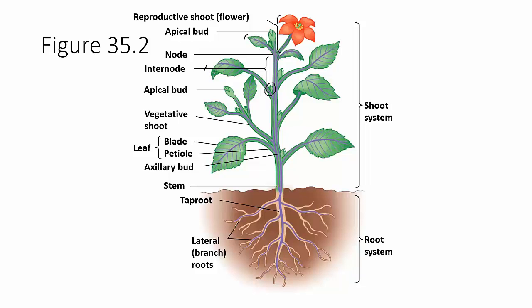And then that branch will have its own leaves and its own bud. So it's the same basic structure as the main branch here: these repeating units of nodes and internodes. Areas with leaves are the nodes, and areas between leaves are the internodes.